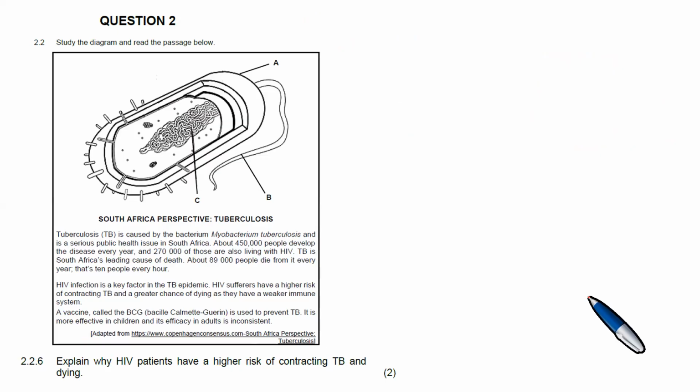In 2.2.6, we shall explain why HIV patients have a higher risk of contracting TB and dying. There are these people who have HIV. Why do they have a higher risk of contracting TB and dying? We give the reasons, just for 2 marks. It's easy to answer this one.